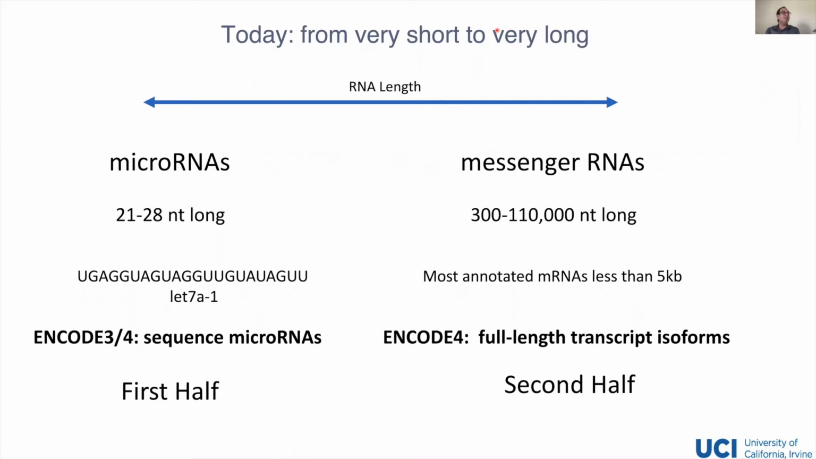So whereas microRNAs are less than 30 base pairs long, messenger RNAs start at 300 base pairs and can go all the way up to 110,000 nucleotides for the longest transcripts, such as Titin. Fortunately, most of the annotated mRNAs are less than 5 kb long, which means that we can now use modern third-generation sequencing platforms such as PacBio and Nanopore to do full-length transcript isoform sequencing. But we'll return to that in a minute.